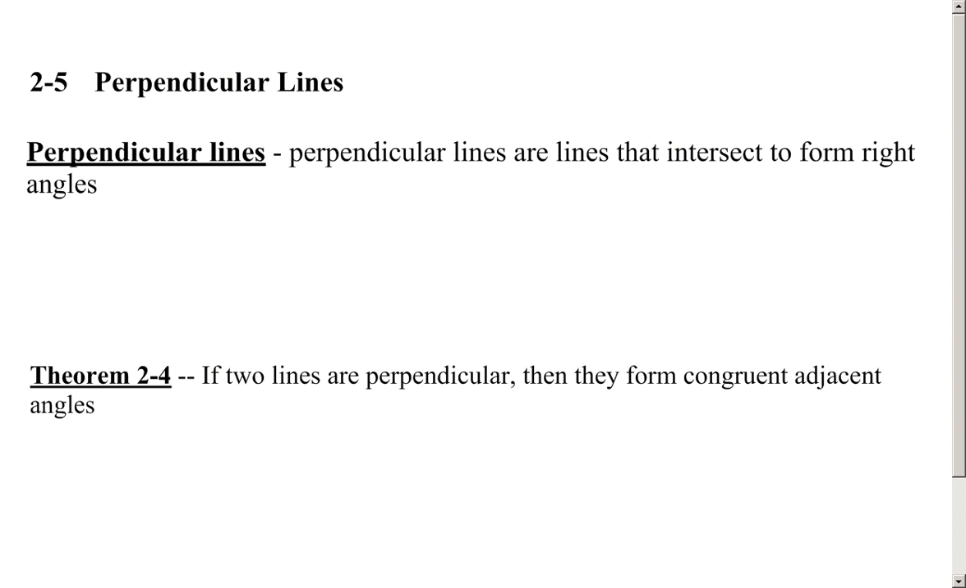What we're looking at for section 2.5 are perpendicular lines. Now, perpendicular lines are defined as lines that intersect to form right angles. So when we draw two perpendicular lines, we would say that they intersect at exactly 90 degrees. Fairly simple definition. Anytime we intersect 90 degrees.